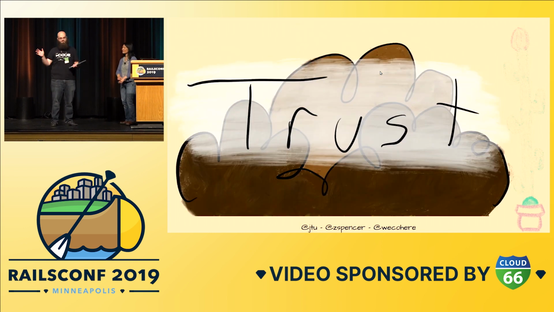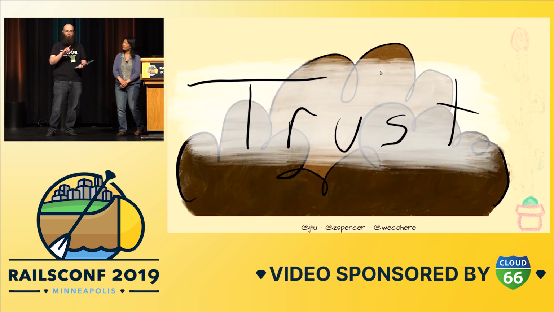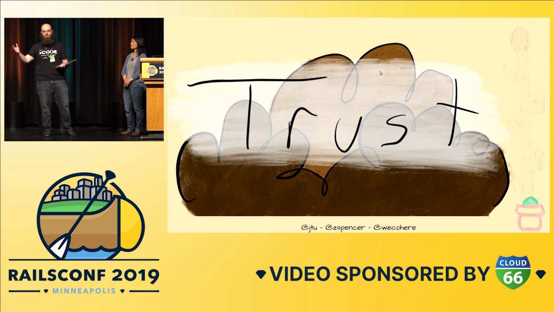First, we focus on trust, and trust in particular between people. Trust is the fertilizer, not poop, fertilizer. It looks like poop to me, Z. It is fertilizer. I'm from Michigan. We understand agriculture.